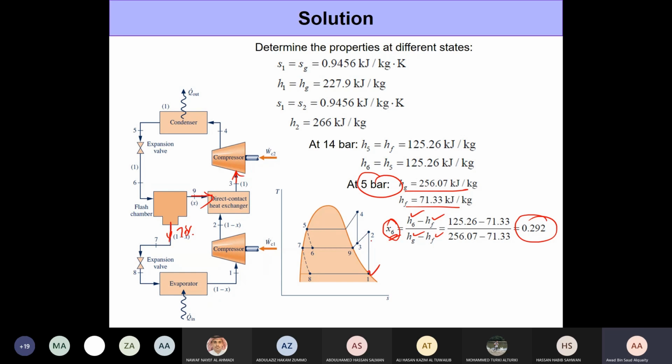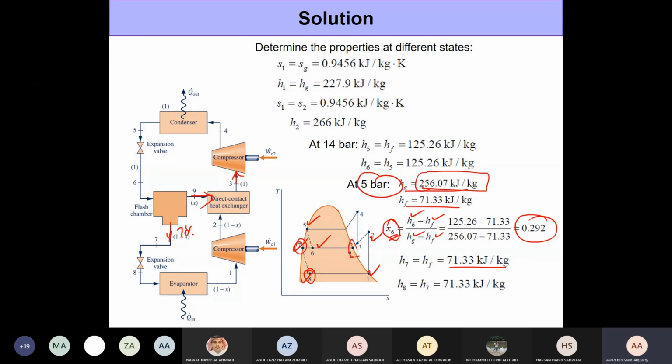Now we have H1, H2, H5, H6. Now we need to determine H7 as well. Since we already know Hf at 5 bar, and H7 is saturated liquid, it's the same thing. It's simply Hf at 5 bar. And for an isenthalpic device, which is the expansion valve, we know that H8 will also be equal to H7. So this is all what we know. Apart from this, we also know that state 9 is saturated vapor, so you can easily determine state 9. State 9 is basically Hg at 5 bar. So that also can be known. We just need to determine enthalpy at state 3 and enthalpy at state 4.